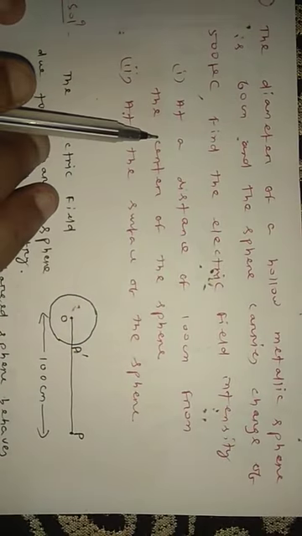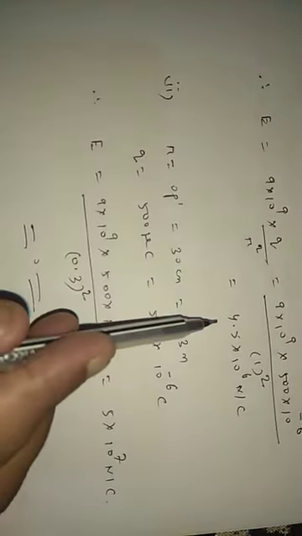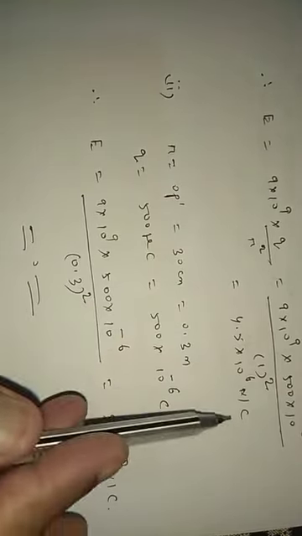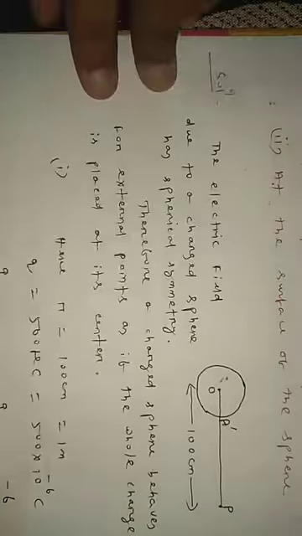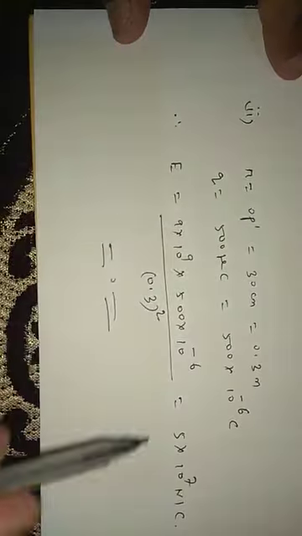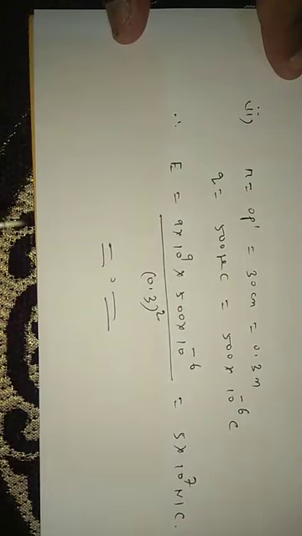So the question asked, calculate the electric field intensity at a distance of 100 centimeter from the center of the sphere. At a distance of 100 centimeter, the electric field intensity is found to be 4.5 into 10 to the 6 Newton per Coulomb. And at the surface of the sphere, the electric field intensity is found to be 5 into 10 to the 7 Newton per Coulomb.